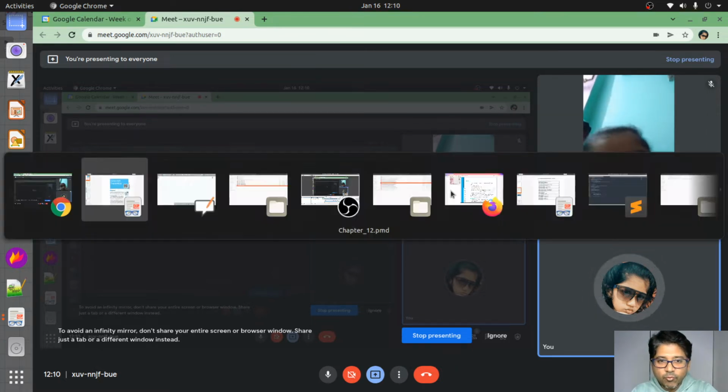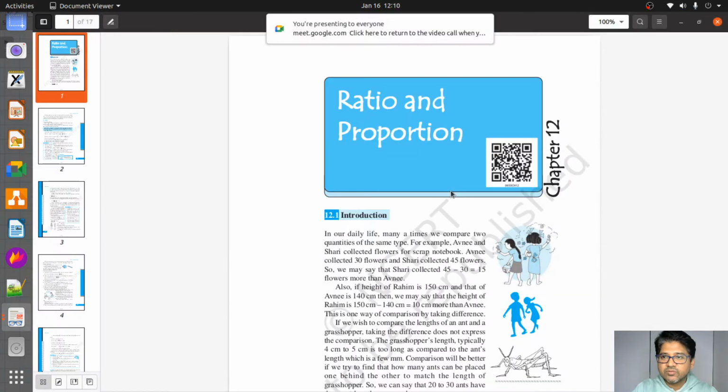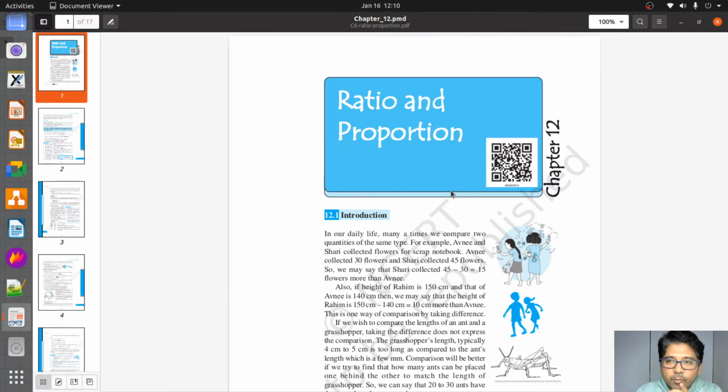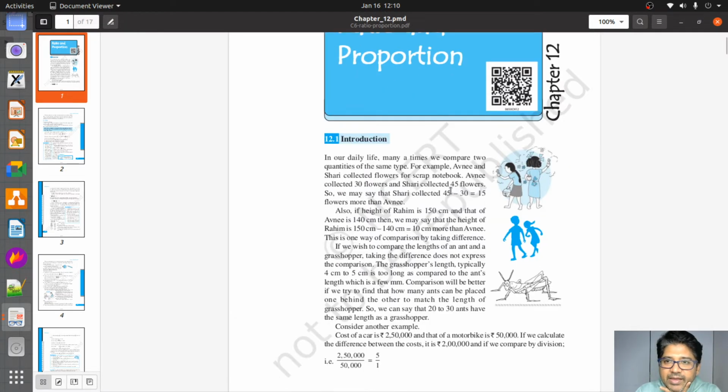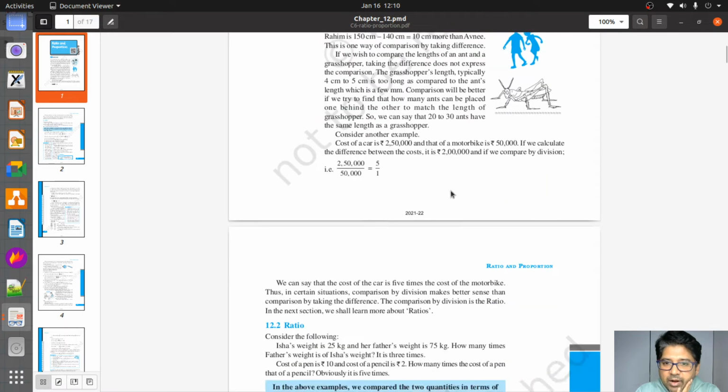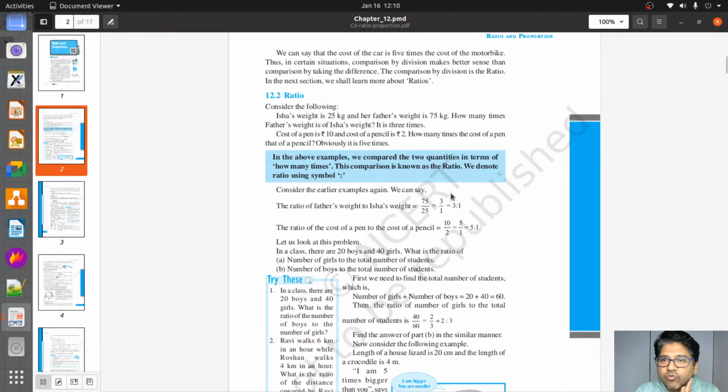Okay, then we're going to continue with the unitary method. This is the book which I already shared with you. तो हम लोग देखेंगे क्या क्या हम लोग पढ़े हैं. लास्ट टाइम में हमने देखा द कॉन्सेप्ट ऑफ द रेशियो का क्या कॉन्सेप्ट है. Let me open the whiteboard. So this is the whiteboard.